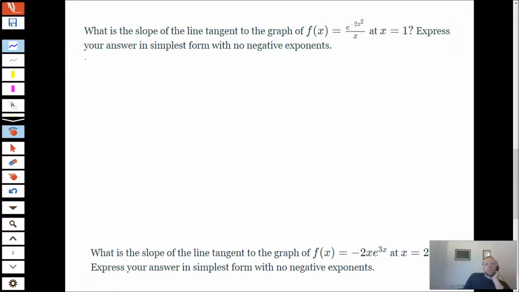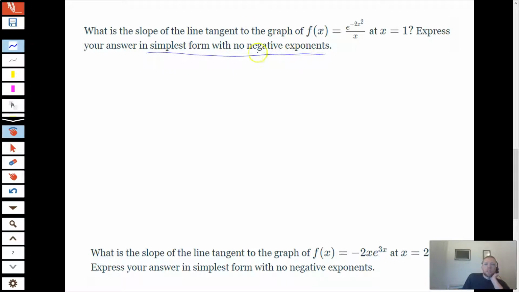Okay, folks, so these get a little bit spicier as you can see. So what we're looking for is the slope of the tangent line to the graph of f of x equals blah, blah, blah. And you should think quotient rule when you see this particular blah, blah, blah, right? At x equals 1. And then we want our answer in simplest form with no negative exponents.